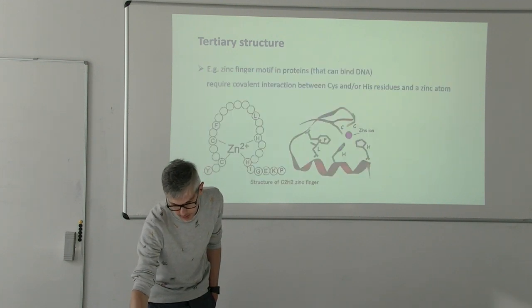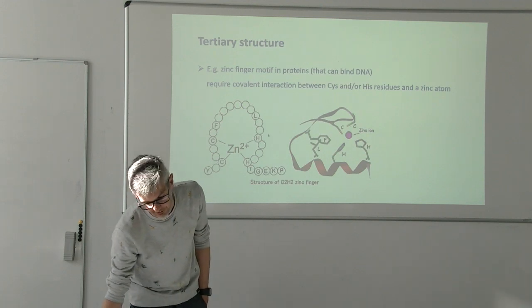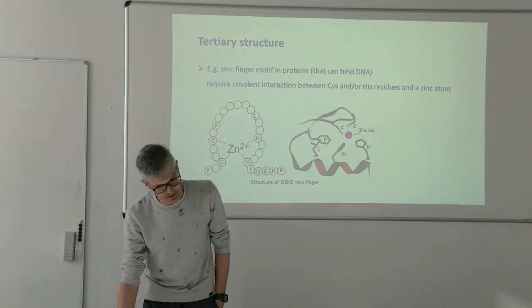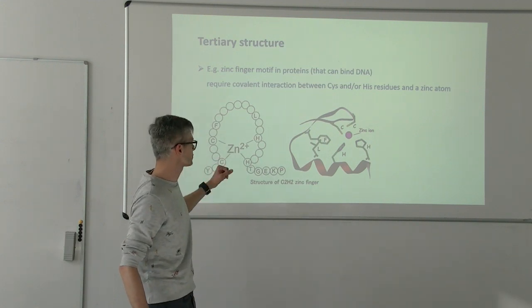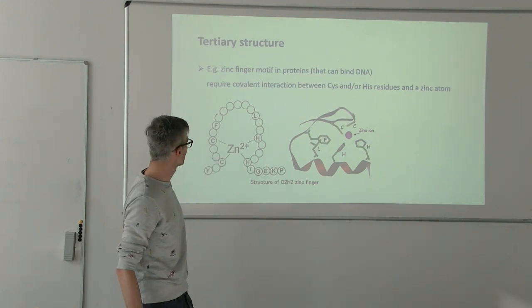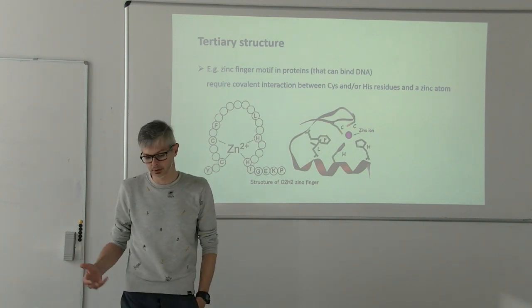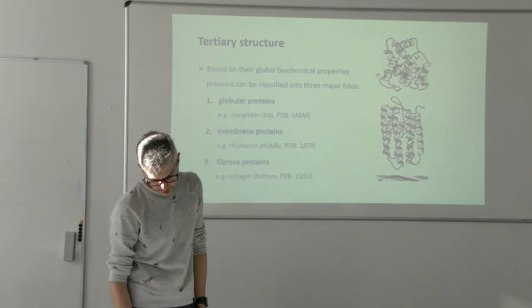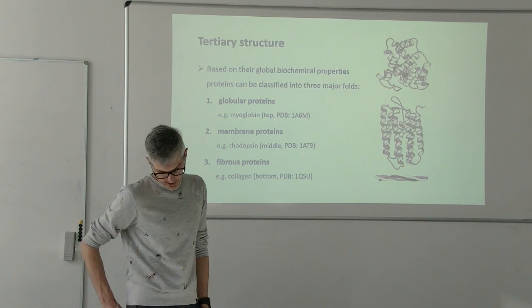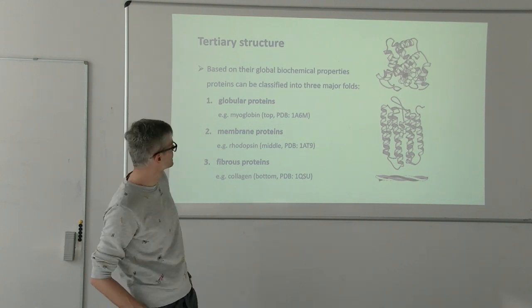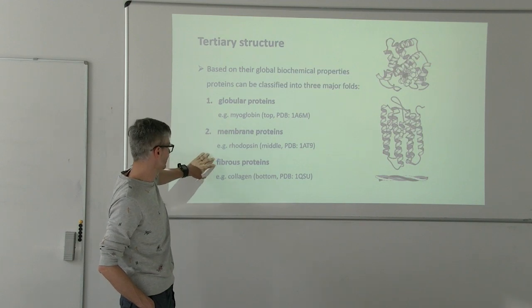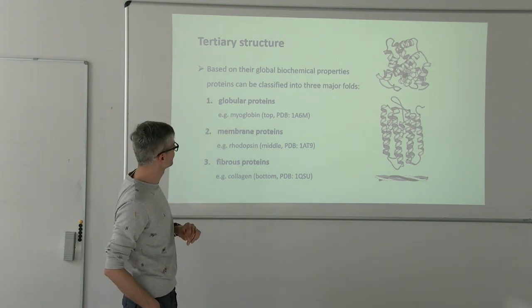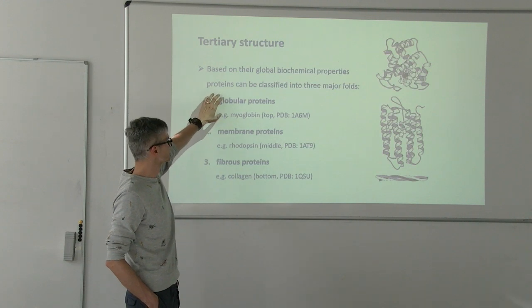Then you have special motifs. You can also have covalent interactions. For example, in this case you see here with zinc, but you can also have it with other metals, for example iron and other ones. We can also divide the proteins in globular ones, membrane proteins, and fibrous proteins, depending on which type of molecule it is. In most cases, we will study the globular proteins, of course.